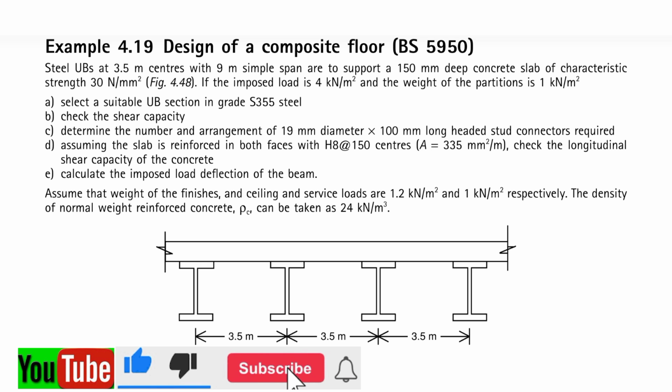Part E, which is the last part of this question, calculate the imposed load deflection of the beam. Assume that the weight of the finishes and sealing and service loads are 1.2 kilonewton per square meter and 1 kilonewton per square meter respectively. The density of normal weight of reinforced concrete can be taken as 24 kilonewton per cubic meter. So let's see how we go about this question. I am George Kamiti and welcome to our today's lesson.